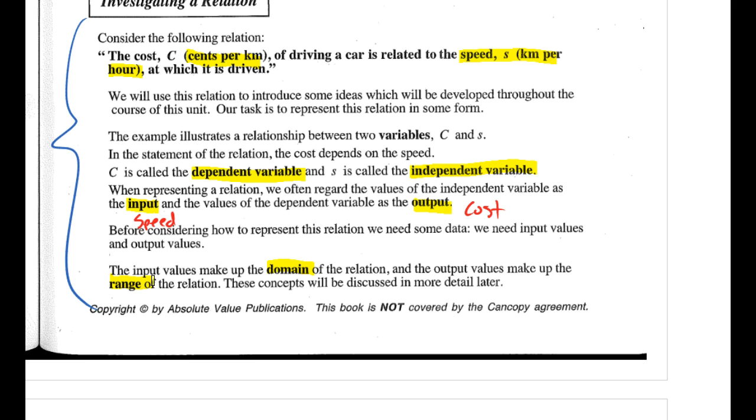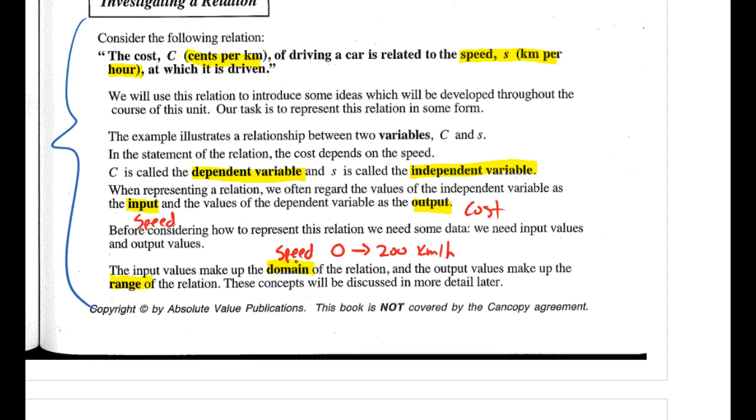All the possible values of the independent variable make up the domain. So if our independent variable is speed, the domain would go from 0 kilometers an hour all the way to as fast as you can drive your car. It might be 200 kilometers an hour. Okay, that would be the domain. So it's all the values that you can possibly have for your independent variable.